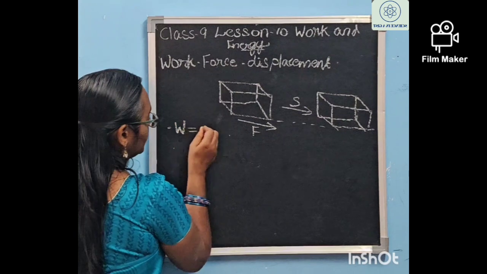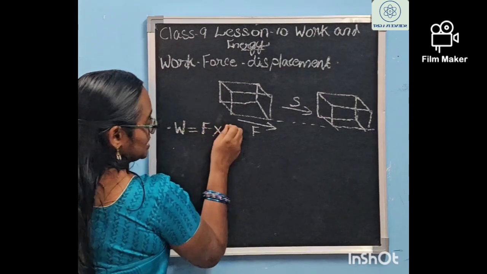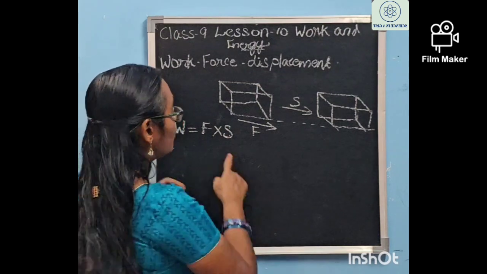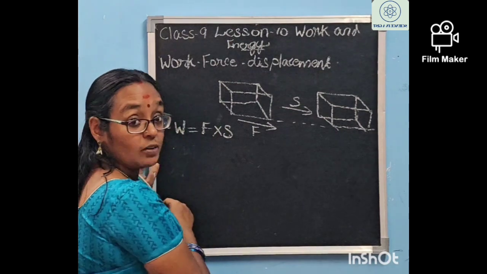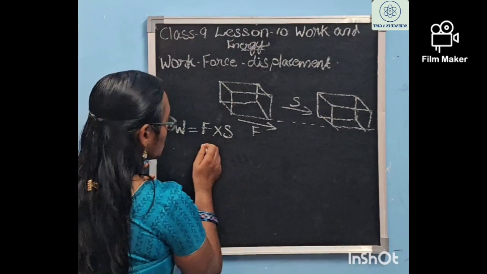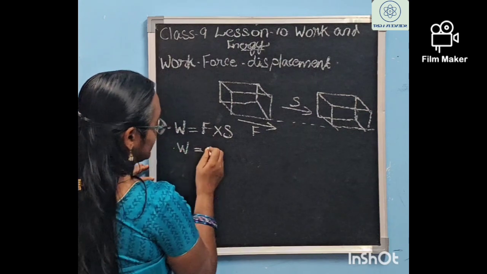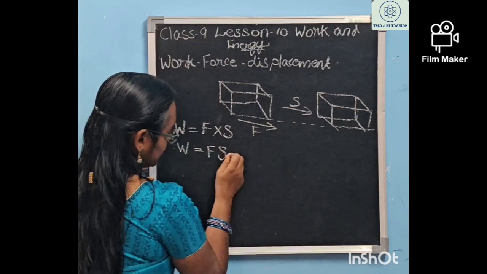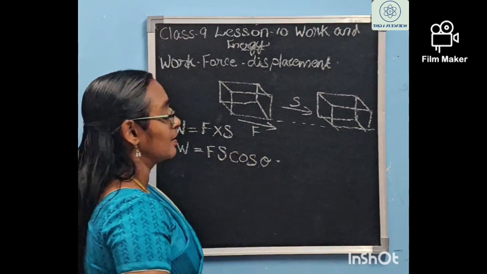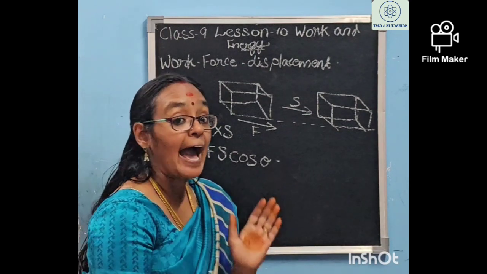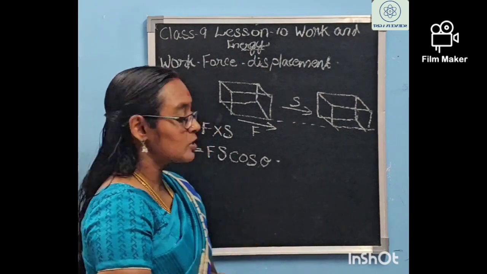W is equal to F cross S. Force is a vector quantity, displacement is a vector quantity, so obviously work is also a vector quantity. So what is W? W is equal to F S cos theta. What is theta? Theta is the angle between force and displacement.